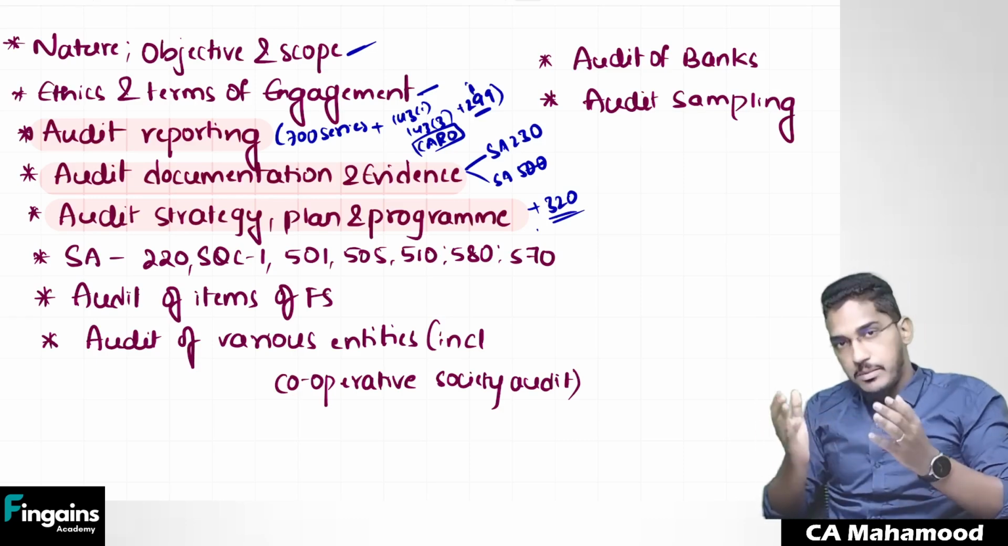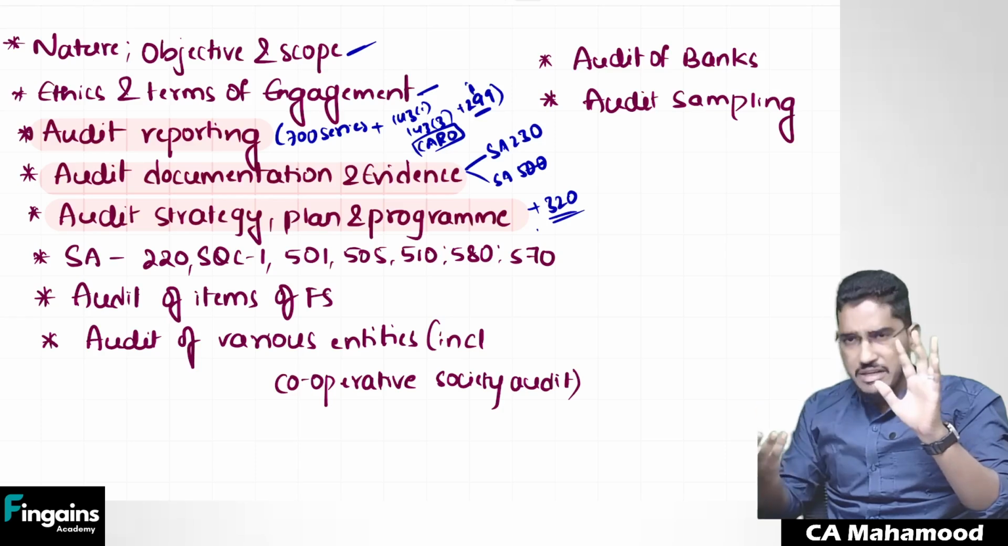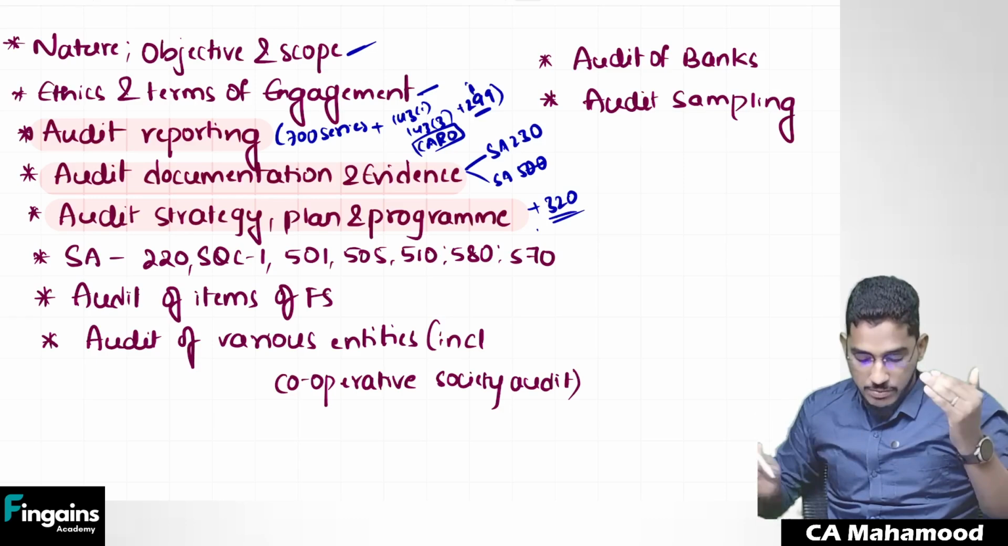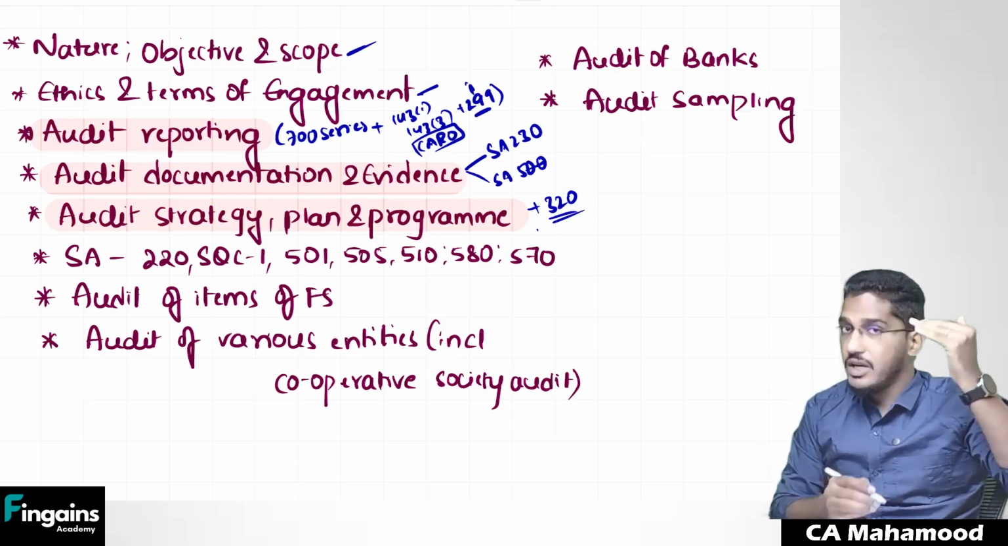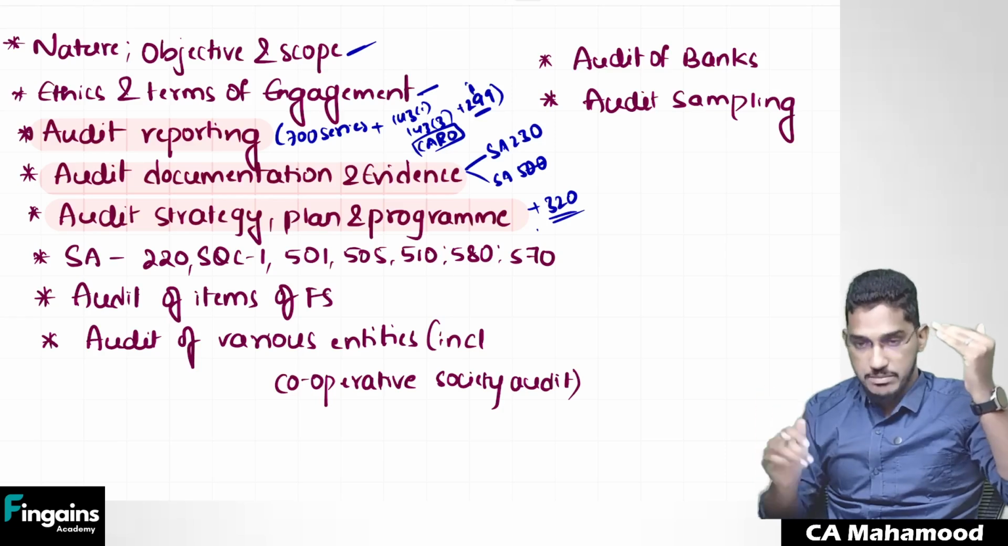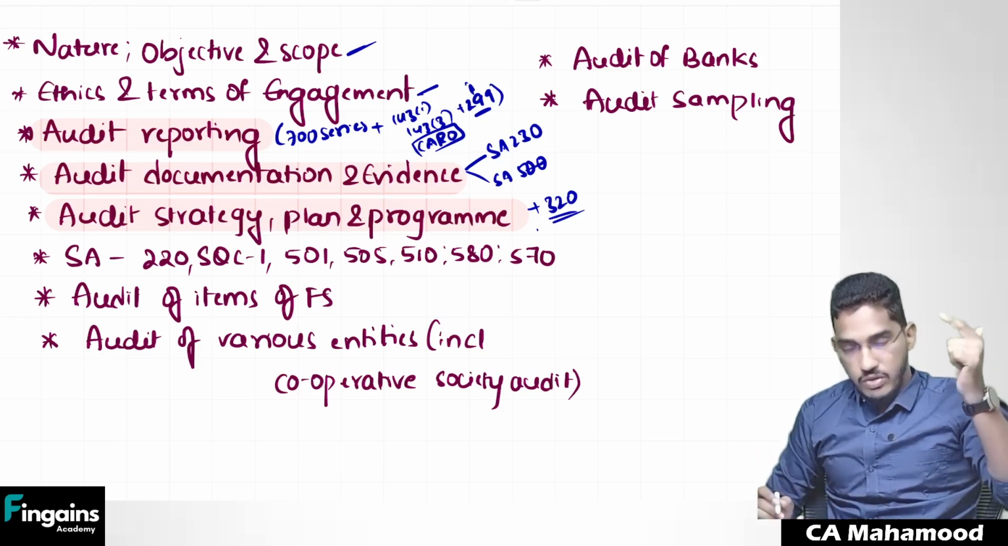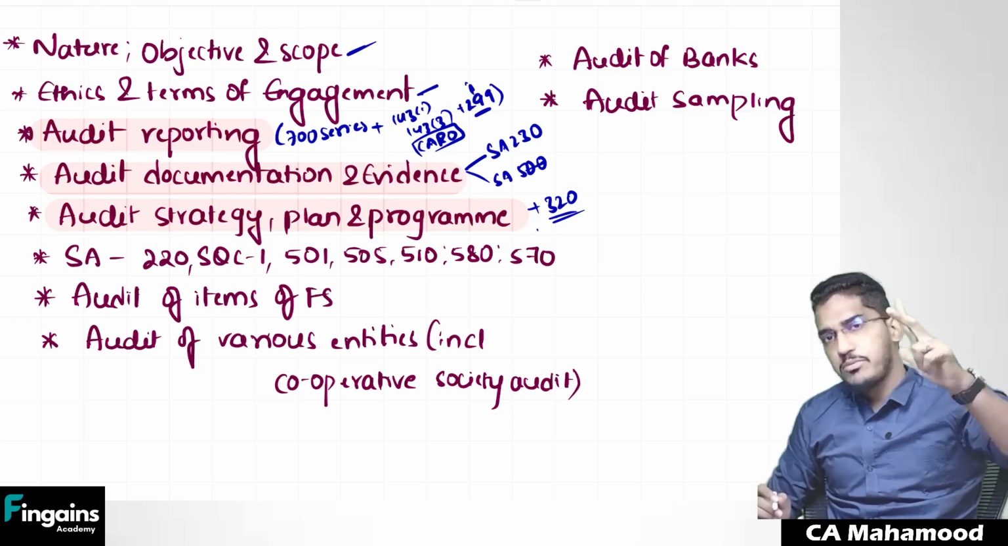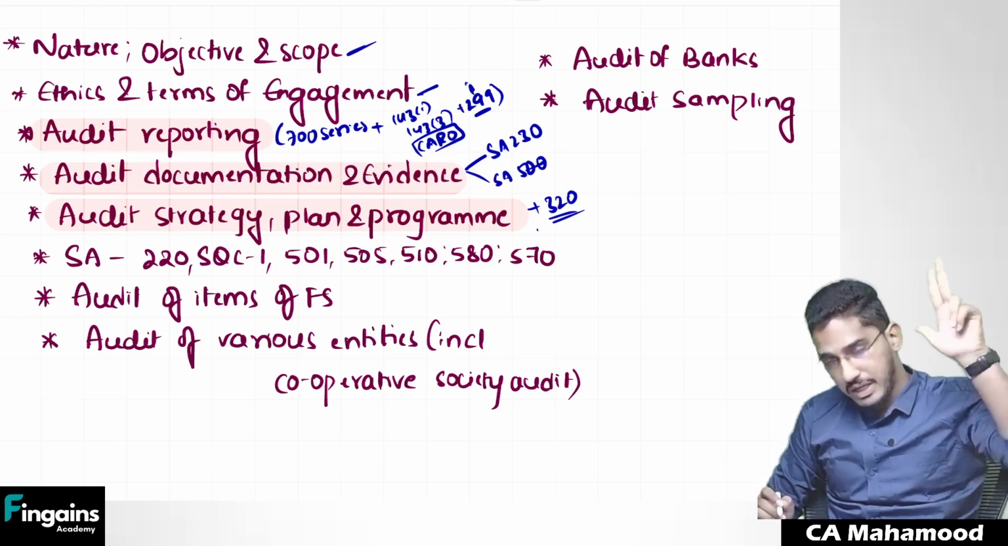So that is my suggestion. Prepare it well in advance. For example, on the day before the audit examination, you prepare it. In the morning session, you might be planning for these 3 chapters: you complete the audit reporting chapter, audit documentation and evidence, and audit strategy, planning and program. At that point of time only, you read it.